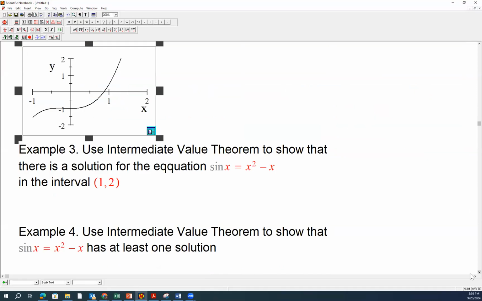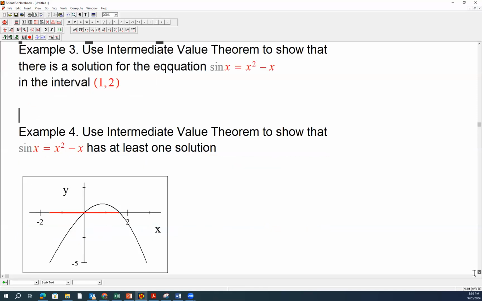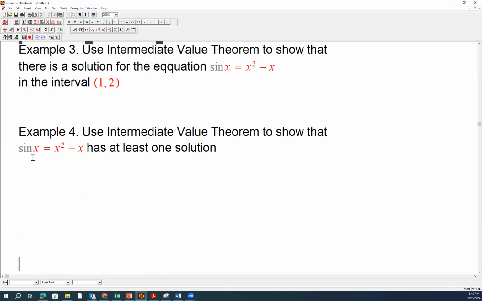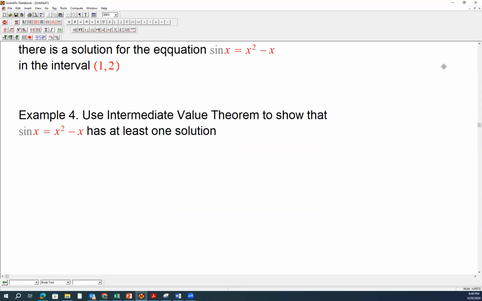Okay, so let's look at another one. I don't know how much time we have. I try not to make it too long. Okay, number 3 and number 4, I picked a question from your homework to see one is a given interval and the other one is not a given interval.